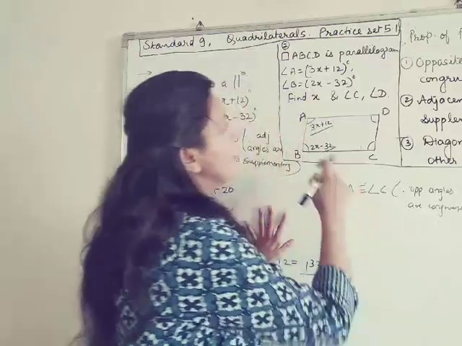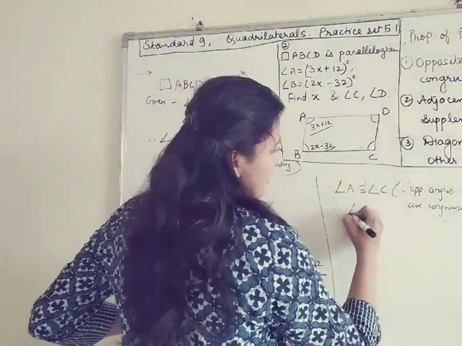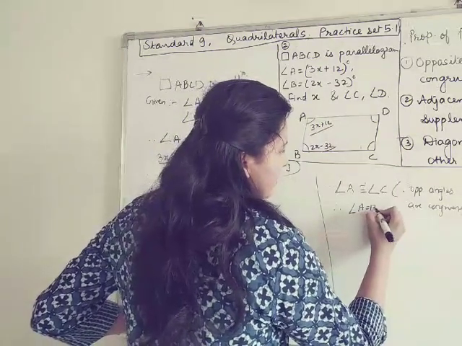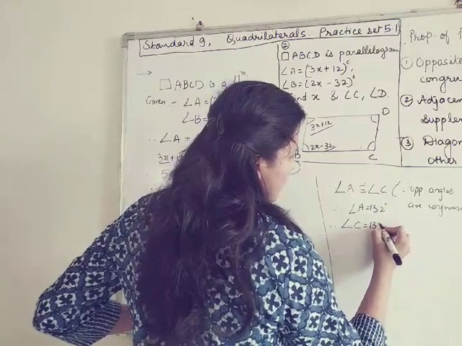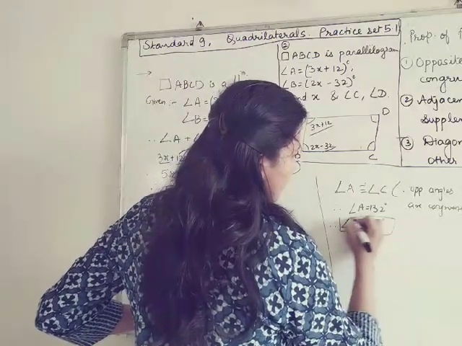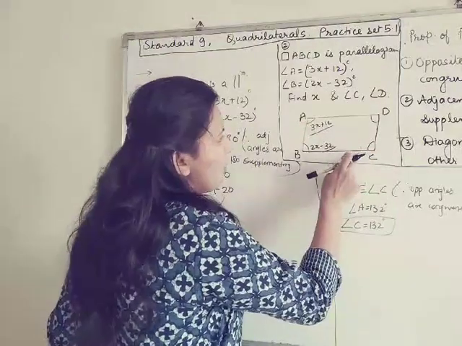So what is angle A? Angle A is 132. So what will be angle C? It will be 132. Therefore angle C is 132. Why? Because angle A is the opposite angle of angle C, and these are congruent.